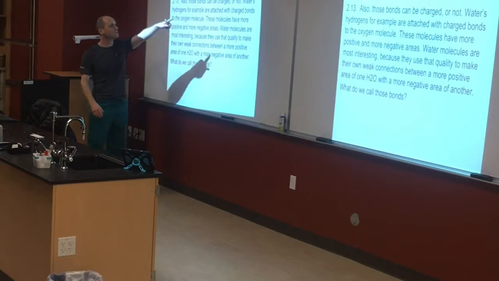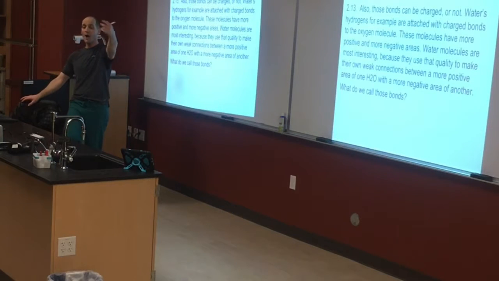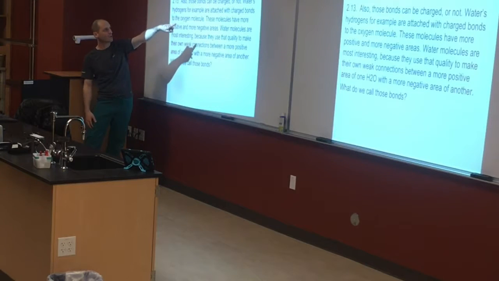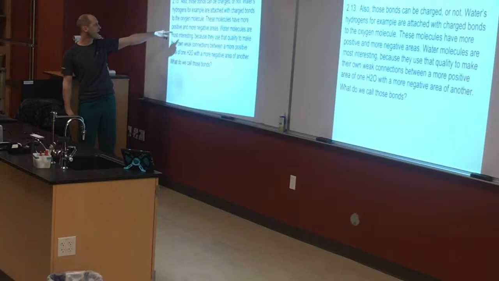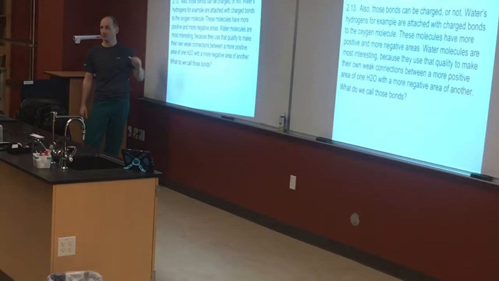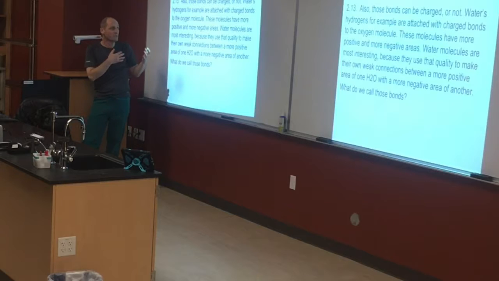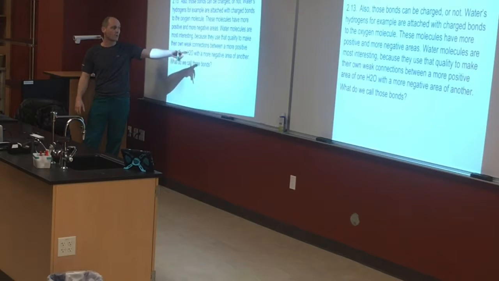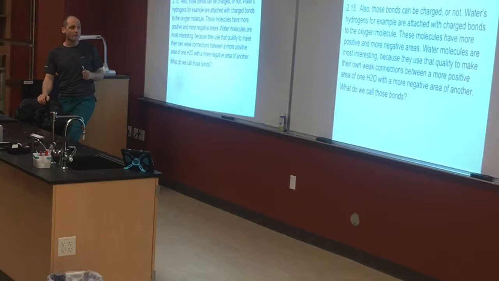For example, water's hydrogen bonds. Water is 2 hydrogens and an oxygen, H2O. The hydrogens are attached with a charged bond to the oxygen atom. These molecules have more positive and more negative areas. And the water molecules use that quality to make their own weak connections between a more positive area of a hydrogen and a more negative area of another water molecule.